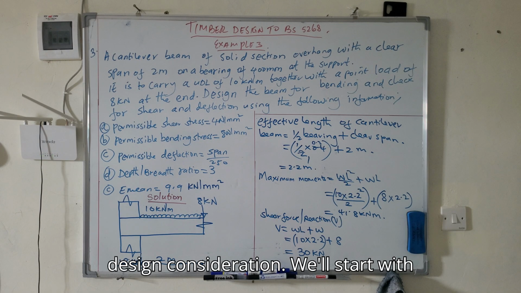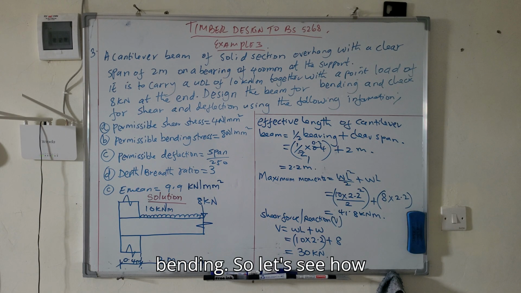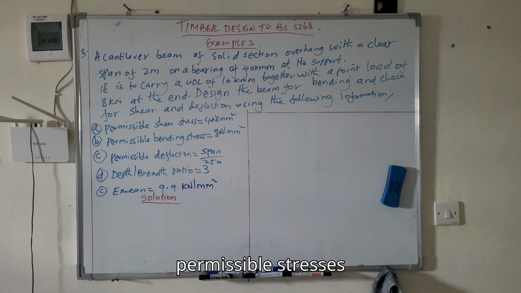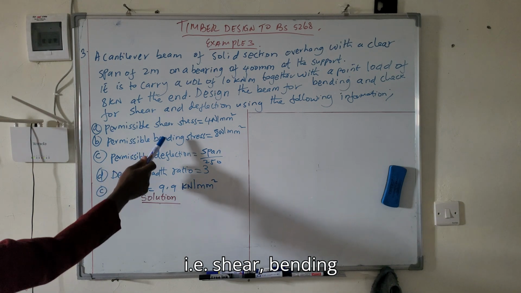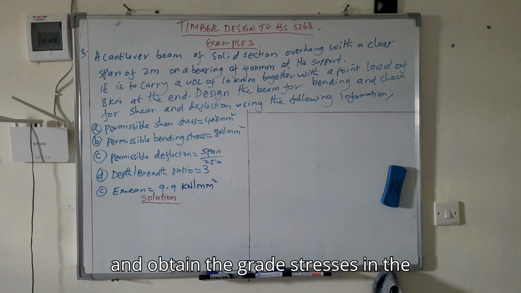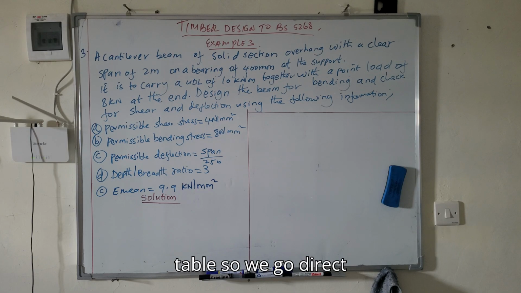After that, we'll proceed to design consideration. We'll start with bending. So let's see how we're going to do this. In this question, you have been given permissible stresses, i.e. shear and bending. So there is no need to go and obtain the grade stresses in the table. So we go direct to design consideration and we start with bending.